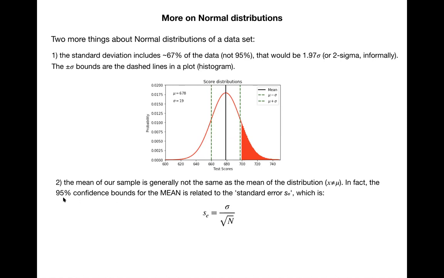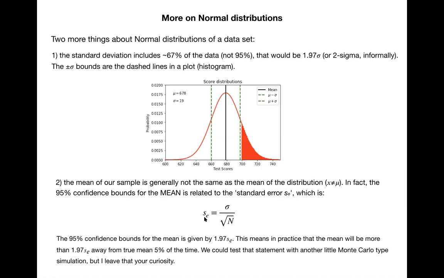The 95% chance bounds for the mean is related to the standard error, SE, where SE equals sigma over the square root of n. Here n is the number of samples and sigma is the standard deviation. You can see that if I have a lot more numbers, as n goes to infinity, SE equals 0.